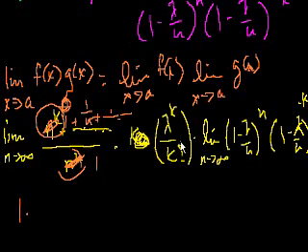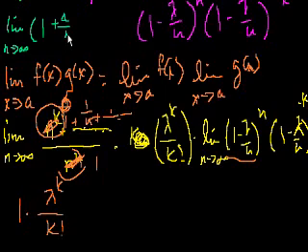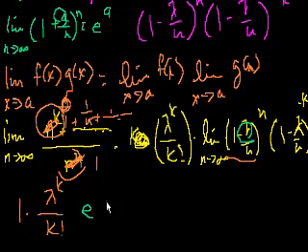So you end up with 1 times lambda to the k over k factorial. Now what's the limit as n approaches infinity of this thing right here? 1 minus lambda over n, to the n. Well, in the last video we showed that the limit as n approaches infinity of 1 plus a over n, to the n, is equal to e to the a, right? That's exactly what we have here, but instead of an a, we have a minus lambda. So this is going to be equal to e to the minus lambda.